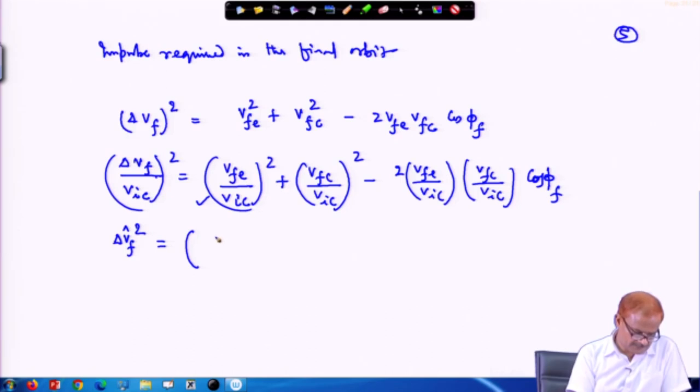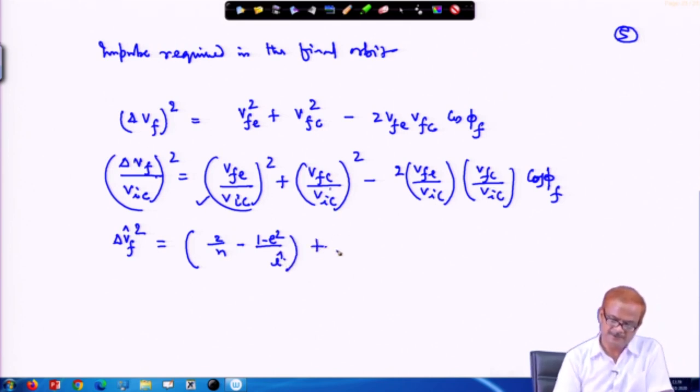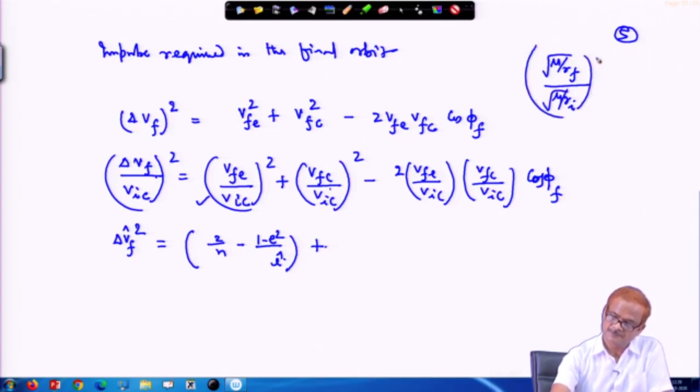So, this quantity becomes 2 divided by N minus 1 minus E square by L cap, okay. And V F C by V I C. This is nothing but you have written in terms of V F C equal to mu by R F and mu by R I, and the square of that. Okay, so, this is under root.